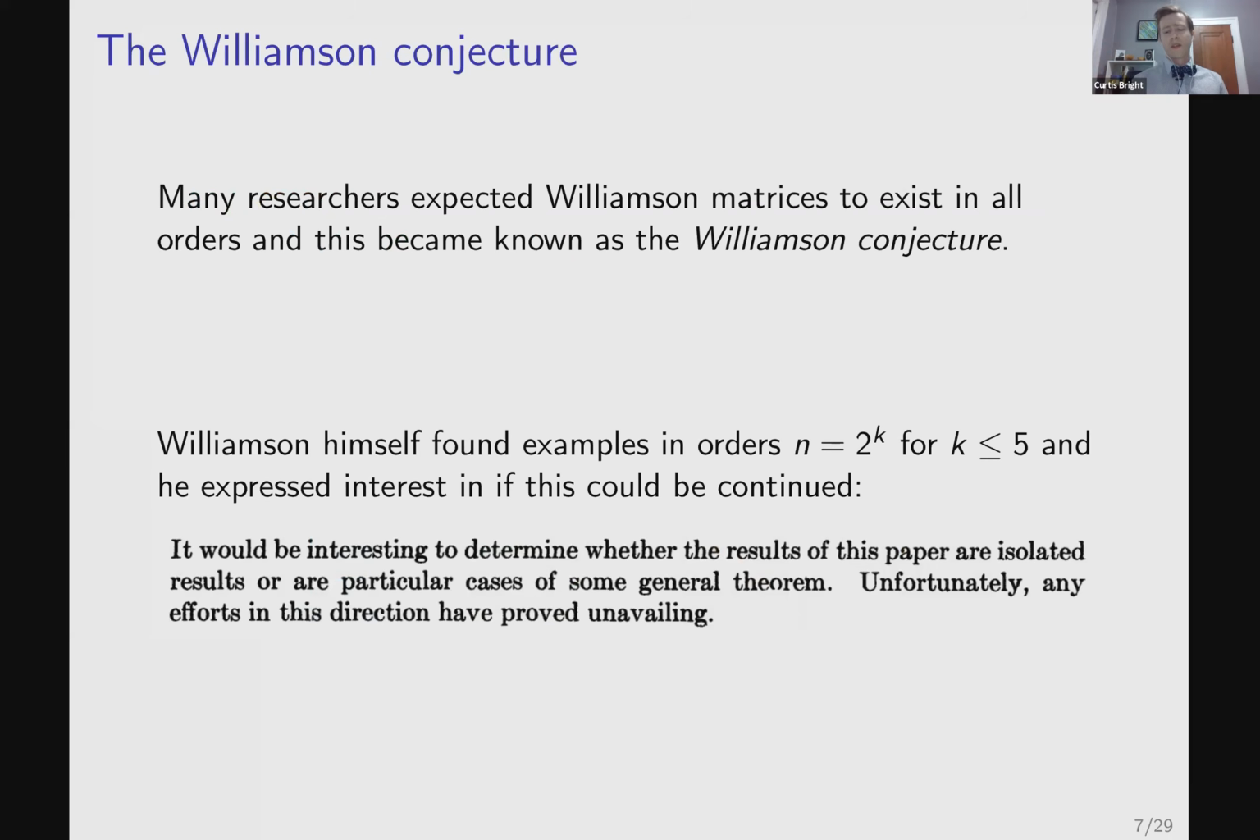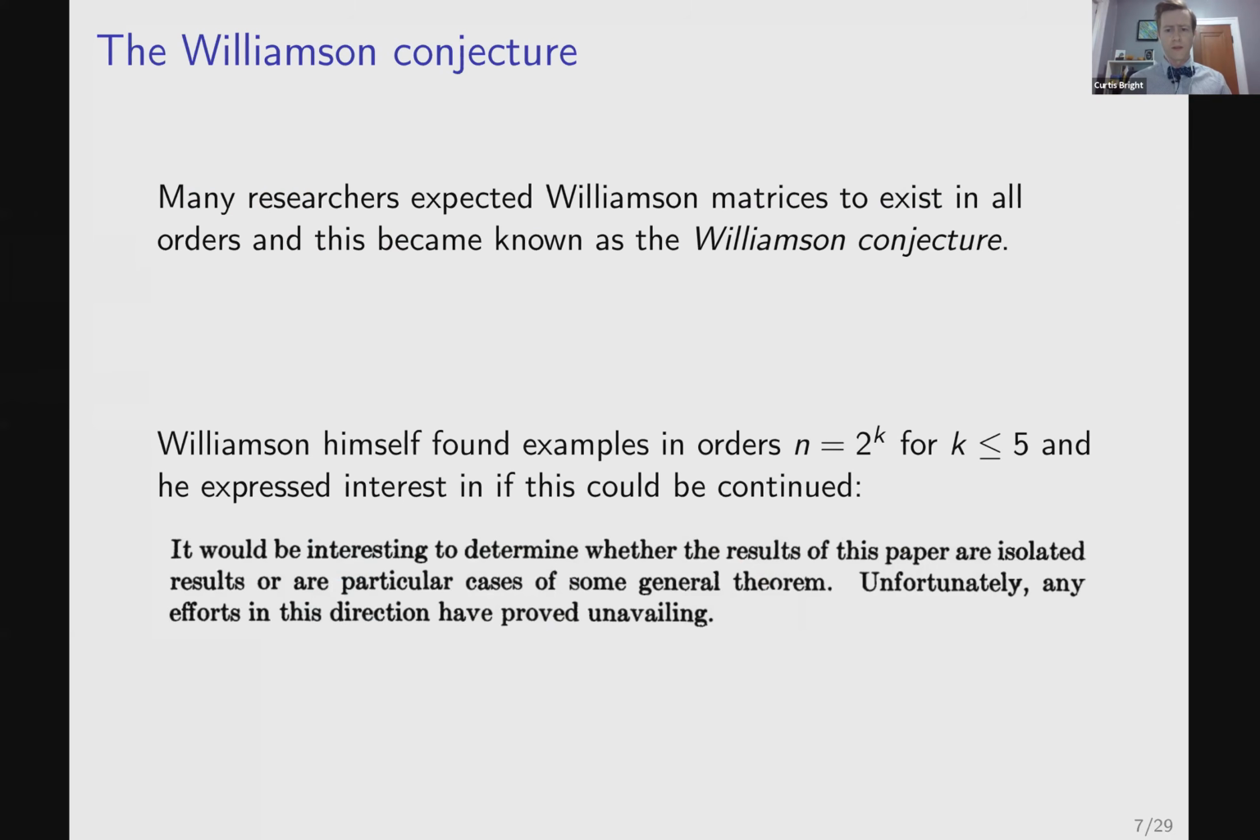Williamson in his paper never actually conjectured this, but it became known as a folklore conjecture that Williamson matrices should exist in any order. When scientists who wanted to construct large Hadamard matrices went looking for these Williamson matrices, they seemed to always exist in all the orders that they could find, but they weren't able to prove any general theorems. And Williamson even notes this in his original paper.